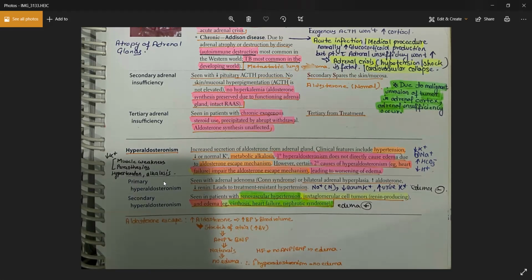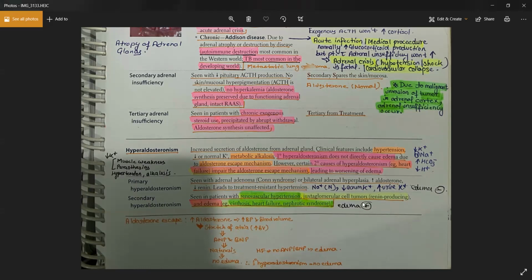For primary hyperaldosteronism, you will have an adrenal adenoma, also known as Conn's disease, or bilateral adrenal hyperplasia. You will have a high aldosterone and low renin. Because of the negative feedback, you will have low renin, and this low renin ensures the aldosterone mechanism remains, right? And it leads to treatment-resistant hypertension.